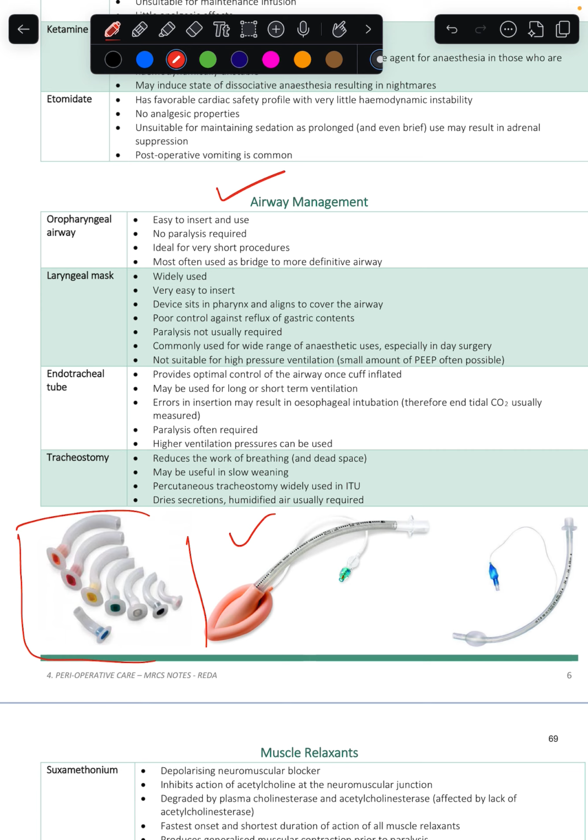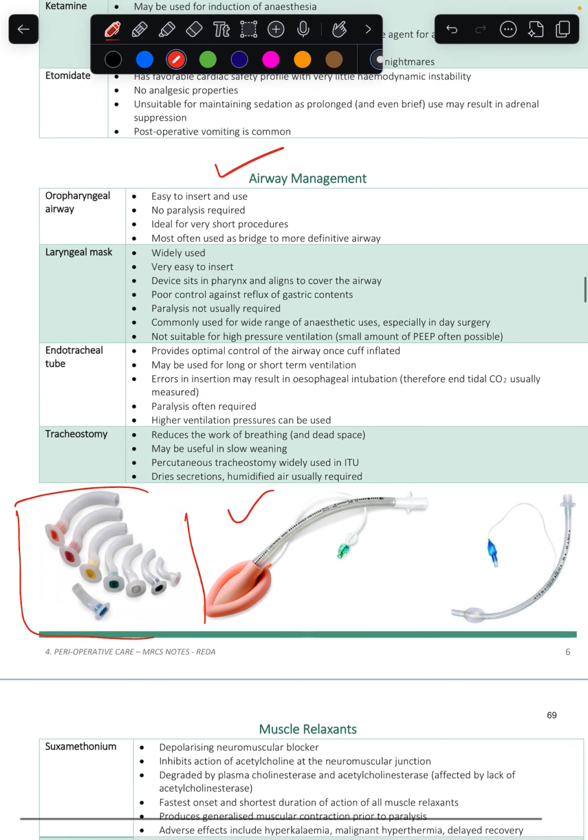The oropharyngeal airway needs no paralysis and is ideal for short procedures to maintain ventilation. The laryngeal mask is widely used and very easy to insert. The device sits in the pharynx aligned to cover the airway, with poor protection against reflux of gastric contents. Paralysis is not required. It is commonly used with a wide range of anesthetic drugs, especially in day case surgery, but is not suitable for high pressure ventilation.